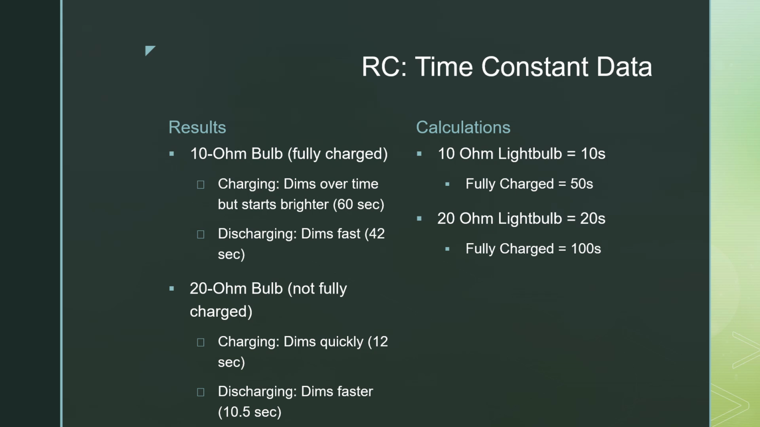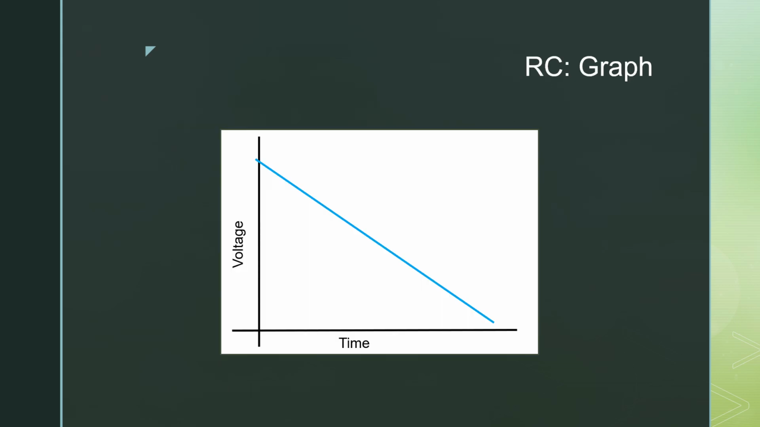The results were the 10 ohm bulb was charging for 60 seconds and discharging for 42 seconds. The 20 ohm bulb was charging for 12 seconds and discharging for 10.5 seconds. The first capacitor seemed to be fully charged as it took approximately 50 seconds, whereas the second capacitor seemed to not be charged as it took approximately 10 seconds when it should have taken 100. Here's our graph that shows that the voltage decreased over time.